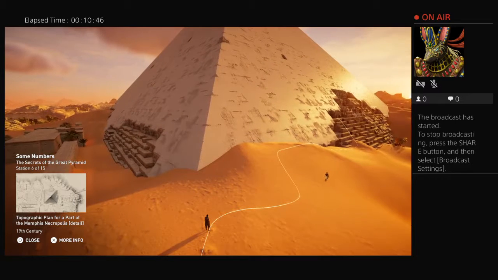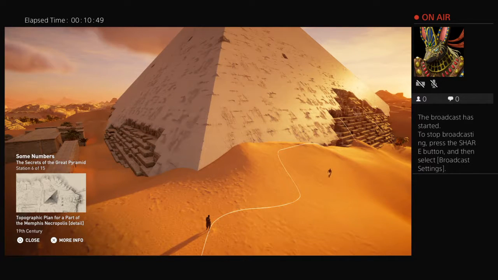Precisely oriented north-south to the 4 cardinal points of a compass, the length of each side of the Great Pyramid at its base was 230 meters, and its original height was 147 meters. The pyramid is a mere 0.05% error away from being a perfect square.